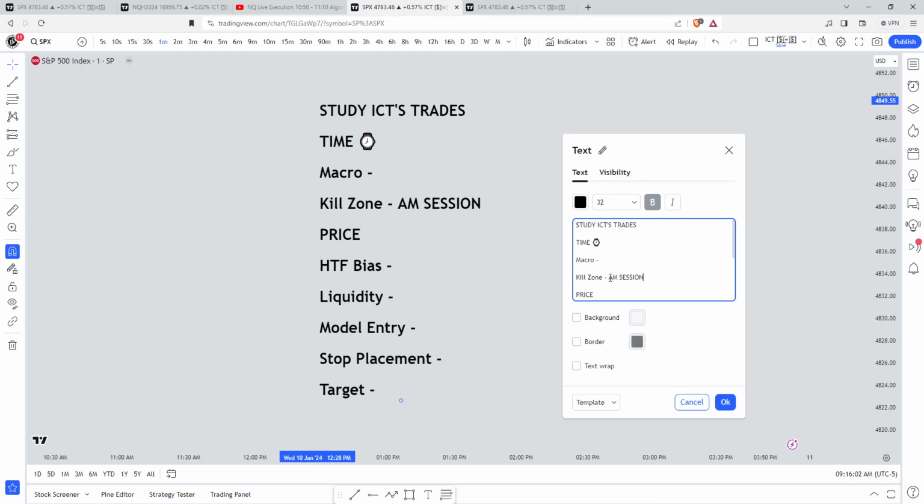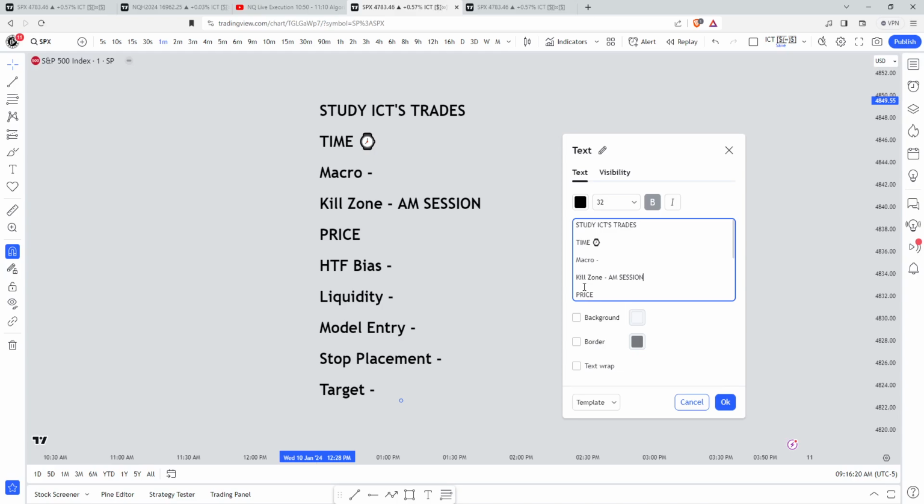You have the AM session, the PM session, and then the lunch session. AM session is from 8:30 to 11 a.m. PM session is from 1:30 to 4 p.m. I remember in a recent video he may have said you can extend that to 11:30 in some situations. Sometimes I do see some good setups there.